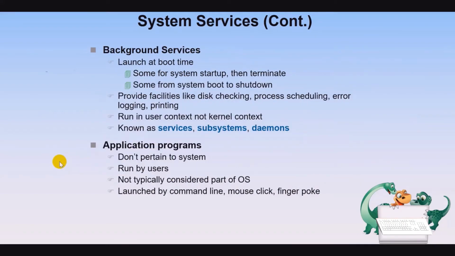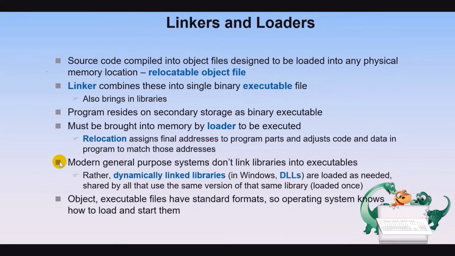Next, background services. System daemons are commonly started when the system is booted and run for as long as the system is running, handling necessary services. Examples include network daemons, print servers, process schedulers, and system error monitoring services. And the last one is application programs, which don't pertain to the system. Application programs are run by the users and are not typically considered part of the operating system.